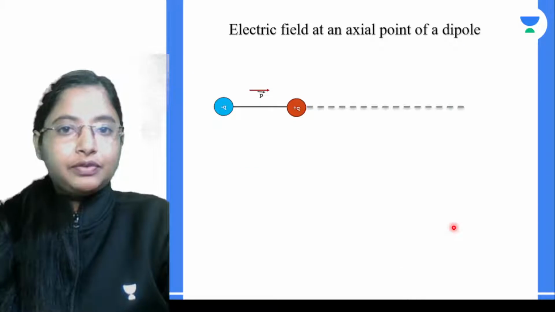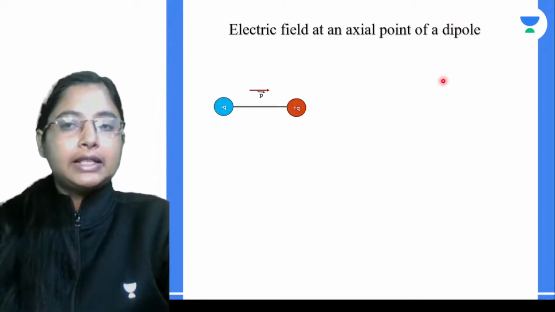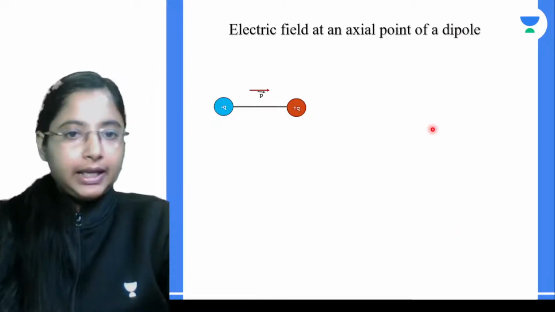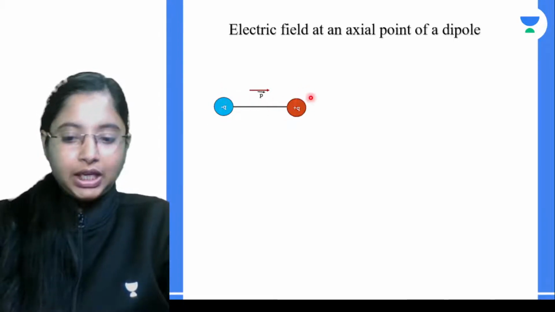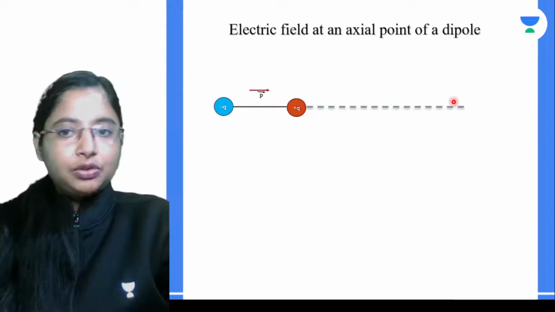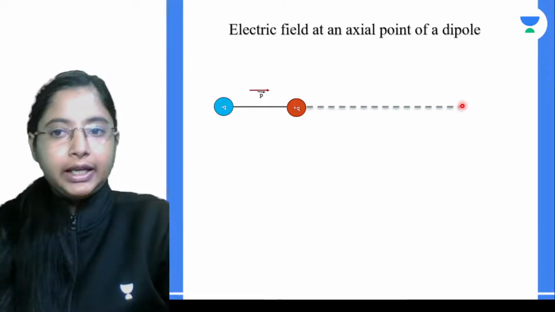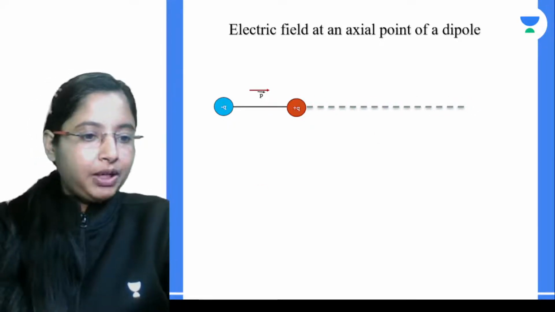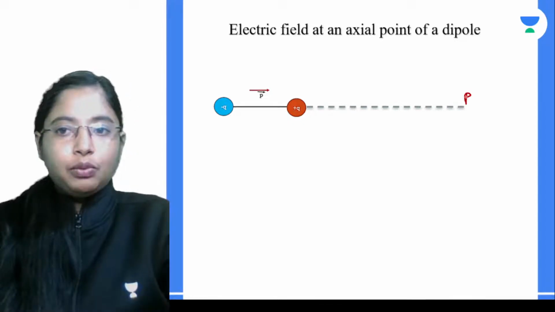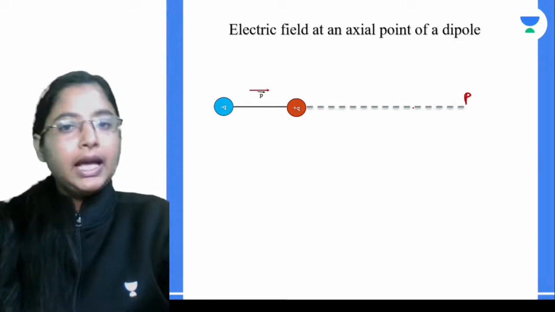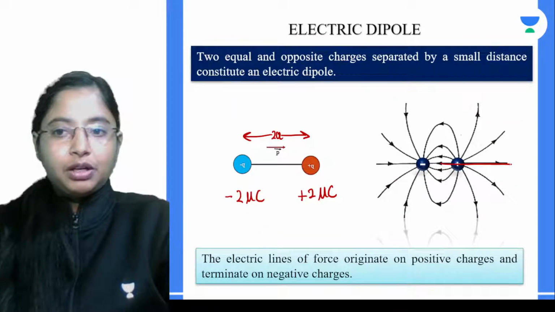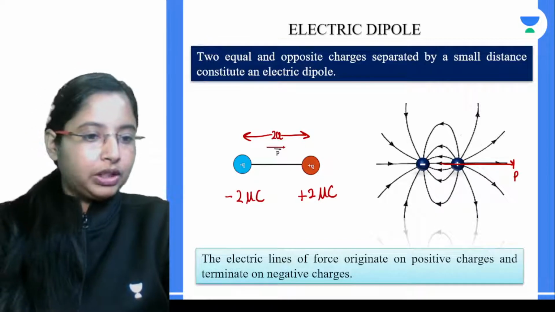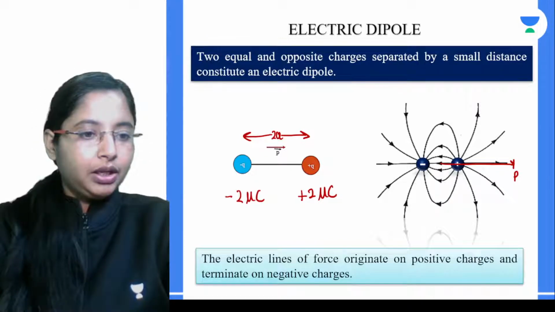The first case we are taking is the electric field on the axial line of a dipole. Let's take two charges, -q and +q, and along the line joining these two charges, that is, the axial line, at some point P over here, we want to find what the electric field is. For example, in this picture, if from here you go some distance to point P, we want to find the electric field.